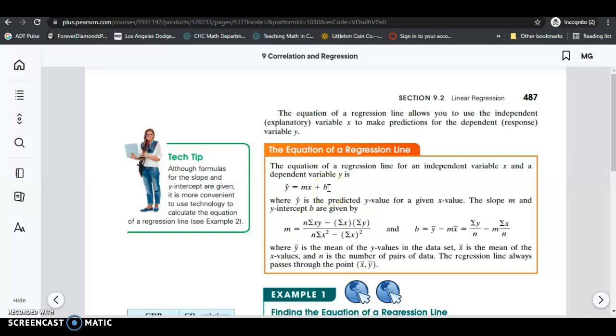I'm sorry, it's the place on the y-axis where your line crosses the y-axis. So that's why we call it the y-intercept. And then they give you these fancy formulas for calculating the slope and the y-intercept. For obvious reasons, we're not going to be using these complicated formulas, but we're going to be using StatCrunch to come up with the equation of the regression line for our data.